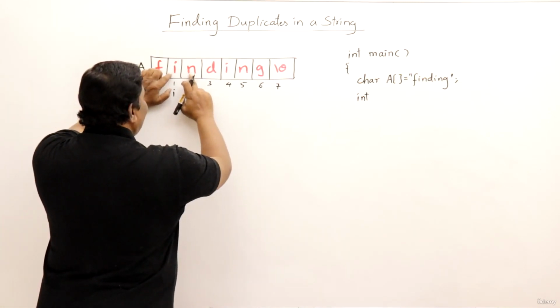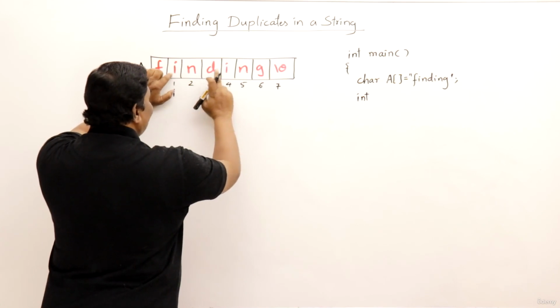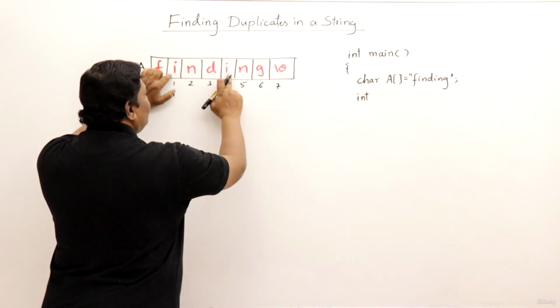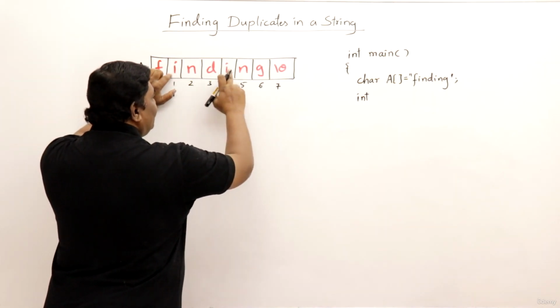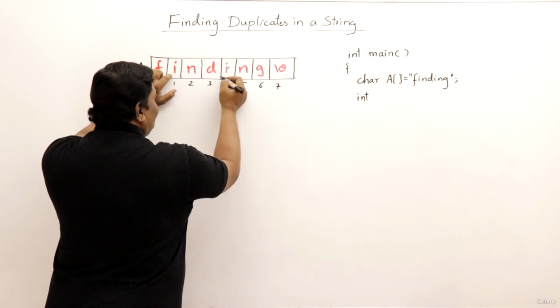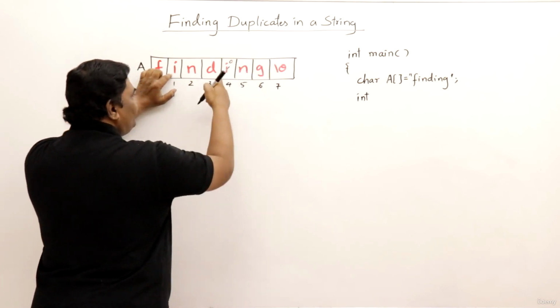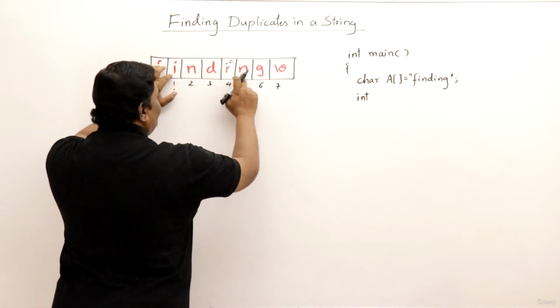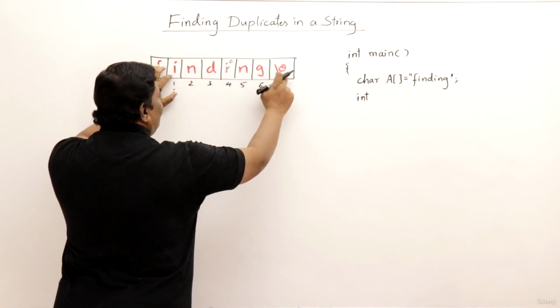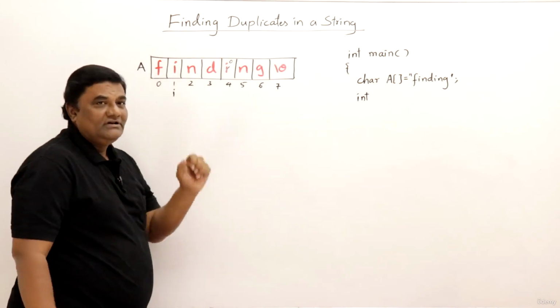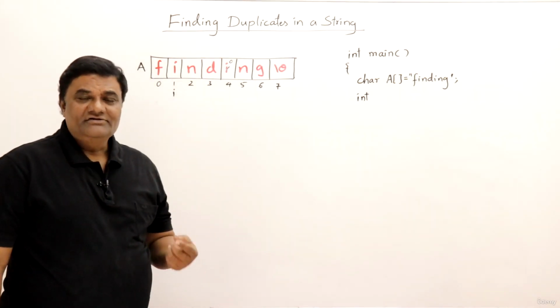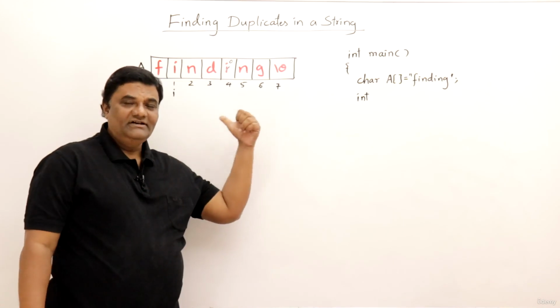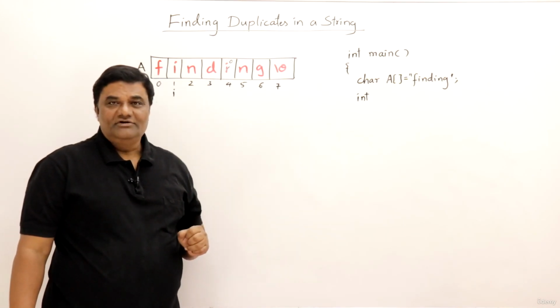Is it the same as I? No. Is it the same as I? This one? No. Is it the same? Yes, it is found. So we found one duplicate. As I already told you, we should remove this and make it 0 so that it is not counted once again. Then check with this one. No. Check it with this one. No. We have reached the end. So we have found one more I. There are two occurrences of I, this one and the other one that we found.